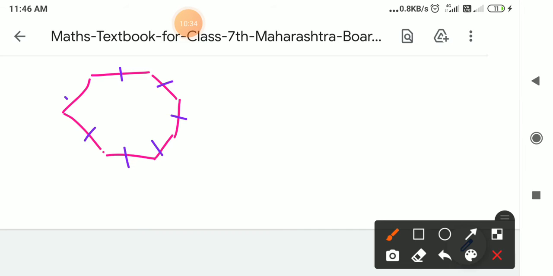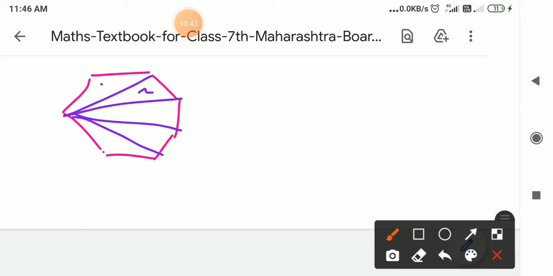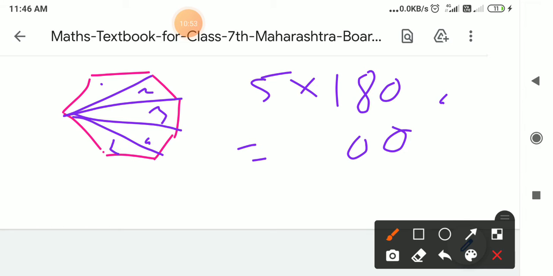Okay, so then what we have to do is select one of the vertices and join it to the others: 1, 2, 3, 4. How many quadrilaterals are there? 1, 2, 3, 4 and 5. Okay, so 5 triangles. One triangle's measure is 180, so 5 times 180: 5 times 0 is 0, 8 fives are 40, 4 carry, and 5 ones are 5 plus this 4 is equal to 9. Or 18 fives are 90, you can also take it that way.